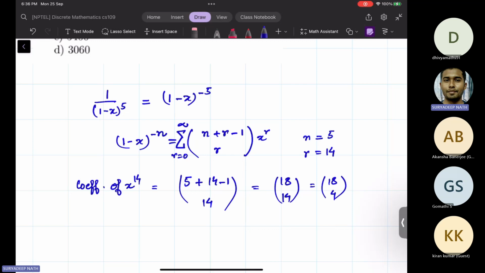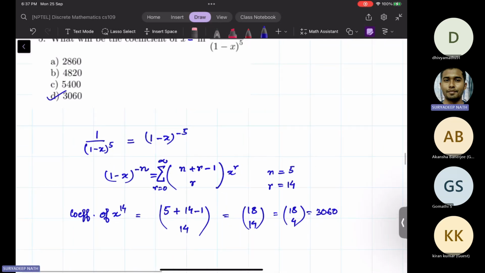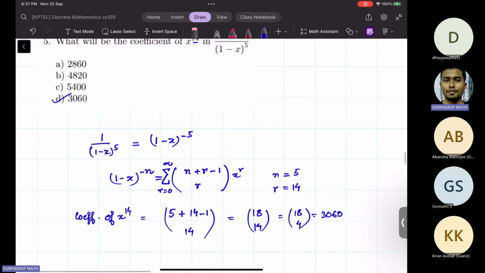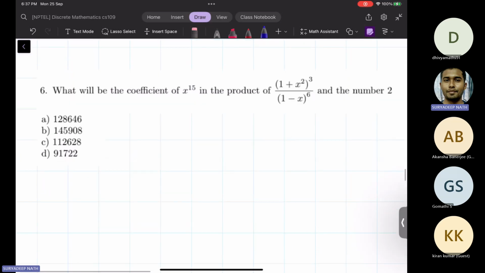So these are the same thing, and you can compute it. You will find that the right answer is this 3060, option D. If you calculate it, you will find this is the answer. So that is question number 5. We'll move on to the next question.